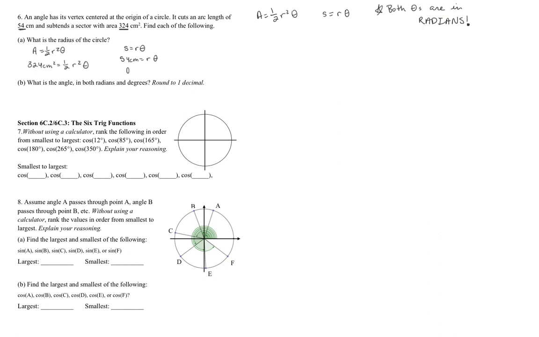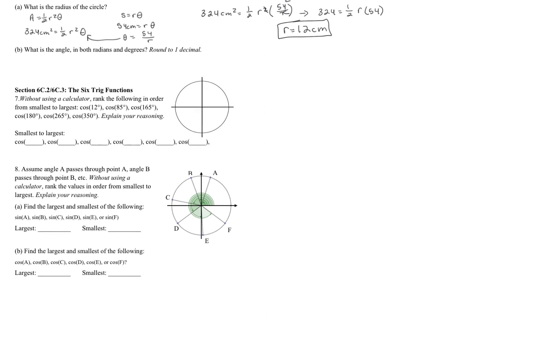Okay, so we'll do theta is equal to 54 over r. So now we know theta, we can plug it into here, and r will be our only unknown. So 324 centimeters squared is equal to 1/2 r squared times 54 over r, because this was our theta. And if you notice here, we have r squared over r. If we get rid of that r, and we'll get rid of 1 r here. So now we have 324 equals 1/2 r times 54, which ends up being r is equal to 12 centimeters.